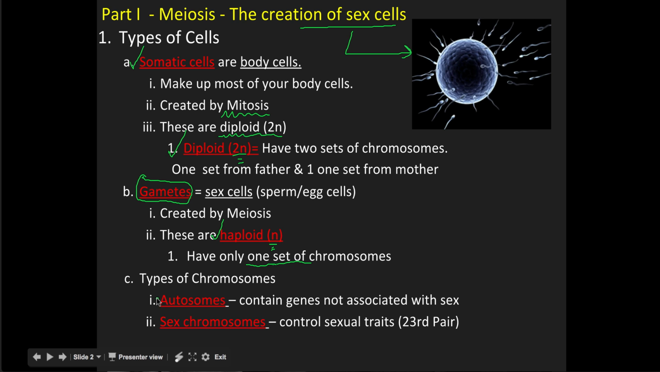When we start talking about chromosomes, we want to refer to them as either autosomes or sex chromosomes. You'll see that becomes important. Autosomes are really chromosome pairs numbers 1 through 22. You'll see what I'm talking about in just a second. And sex chromosomes are the 23rd pair, written as X and Y.